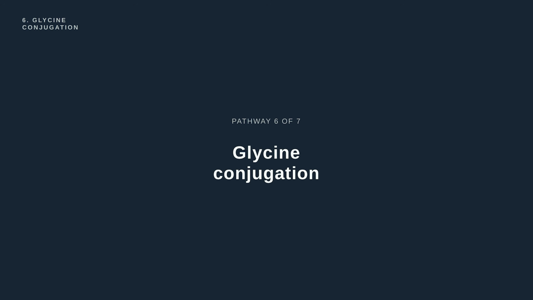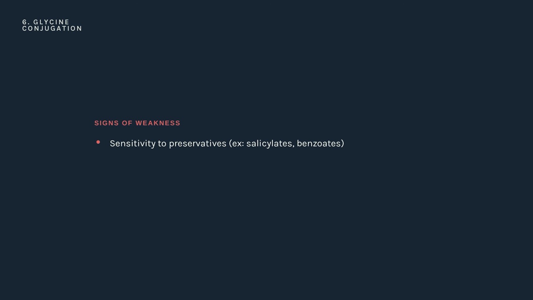So 6, glycine conjugation. This one is quite simple to explain, because obviously being glycine conjugation, the most important nutrient is glycine. So it's quite an easy one. What's really interesting for me is how this can affect certain processes. Some of the key indicators that you could be sensitive or having a blockage here in this glycine pathway would be some sensitivity to salicylates.